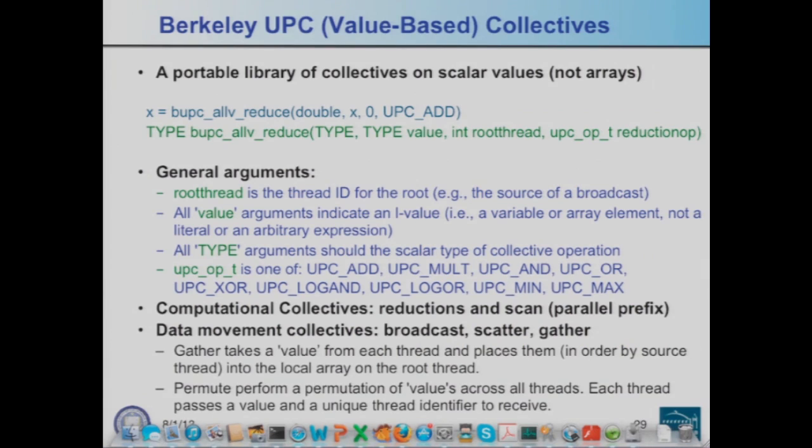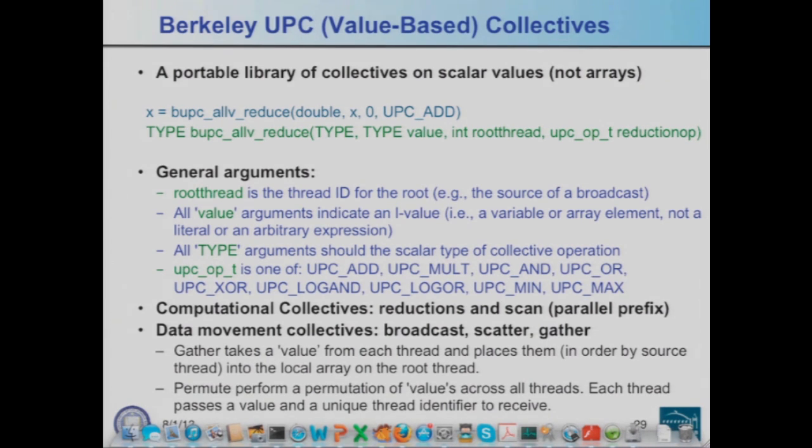A little bit more about these value-based collectives, which are the ones I recommend that you use. There's that all V reduce statement that you saw before, and there's what the formal signature of it looks like. It's got a type, a value, the thread ID of the thread that's going to get the answer at the end, that's called the root of the collective, and whatever operation you're performing. So this is a description of what each of those things are.